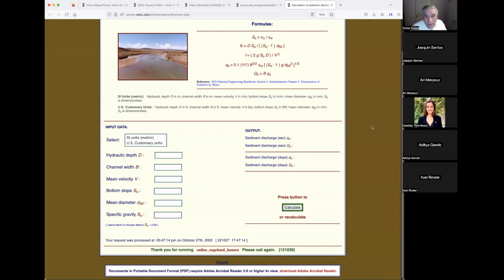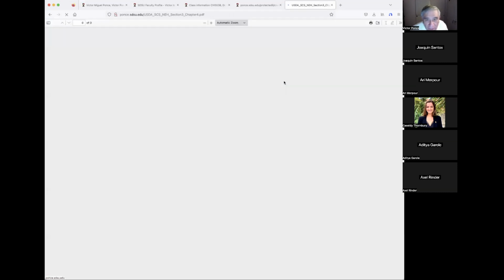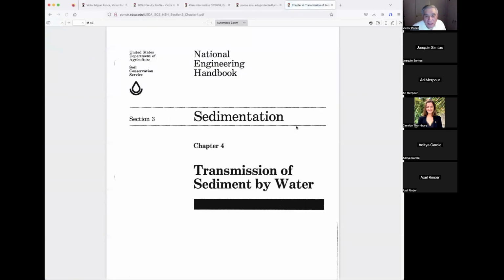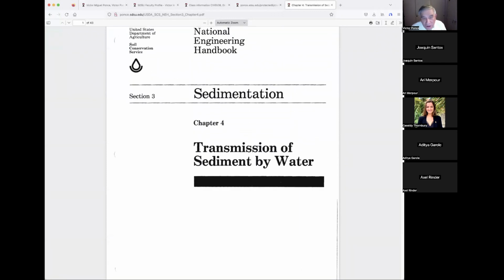And if we check in here the reference, SCS National Engineering Handbook, Section 3, Sedimentation, Chapter 4, Transmission of Sediment by Water. So you get the PDF of Chapter 4, Section 3, precisely on the transmission of sediment by water. So if you're interested in the structure of the Engelund-Hansen formula, you can find it here. Now, this is not the original source.